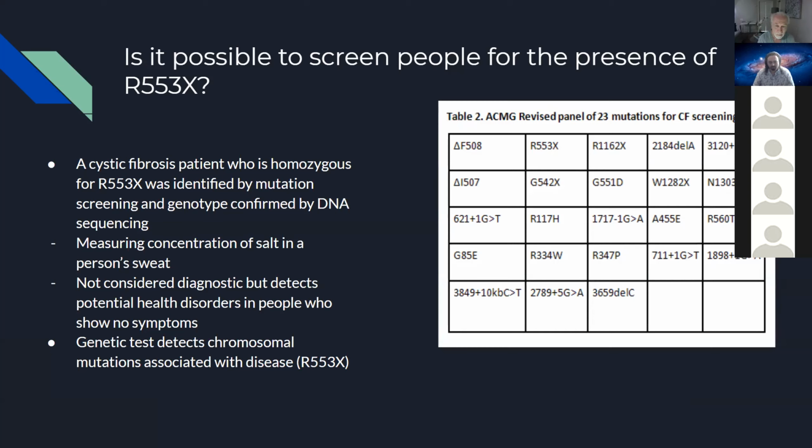And the screen test is done like any other cystic fibrosis screening test, which is just measuring the salt in the person's sweat. And this test is not diagnostic, but it does detect any health disorders in the person who shows no symptoms. And the picture on the right is actually an example of one of the screening tests done that detected the R553X mutation. And then next slide.